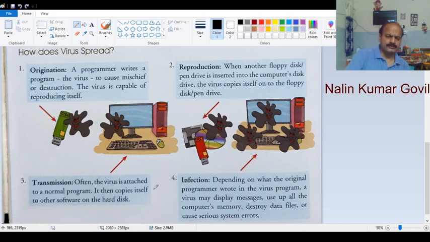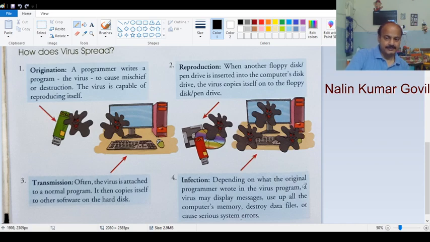So how is the virus transmitted? Actually, these viruses are attached to some program or software. When you install this software on your computer system, these viruses are automatically inserted into your computer system. Clear?